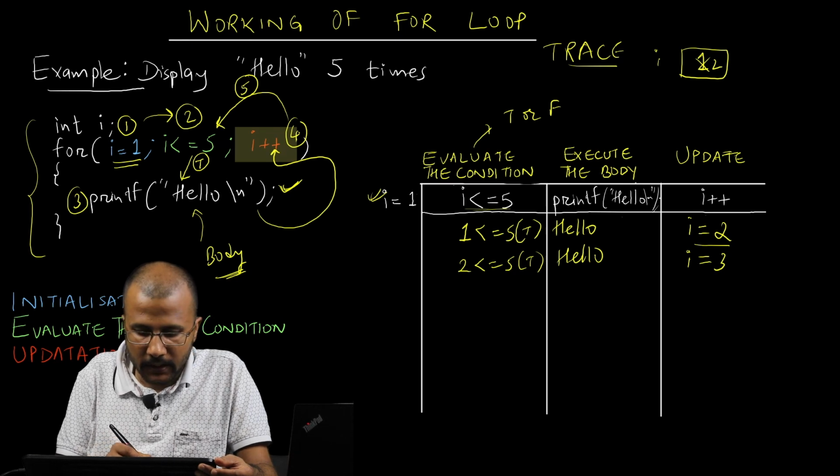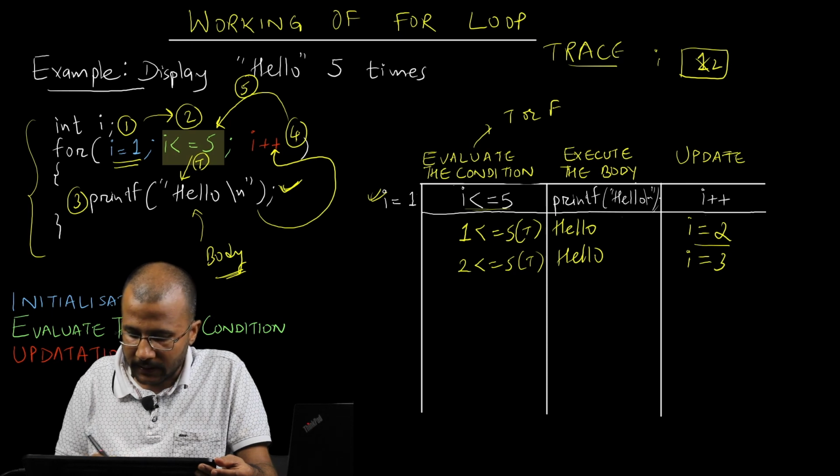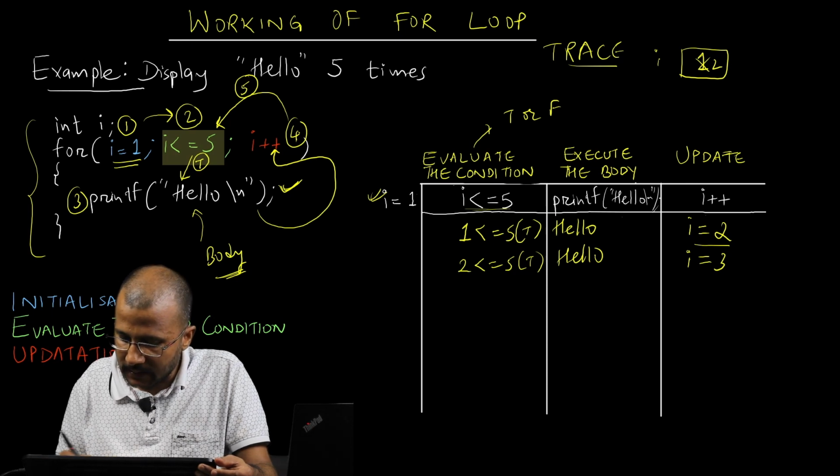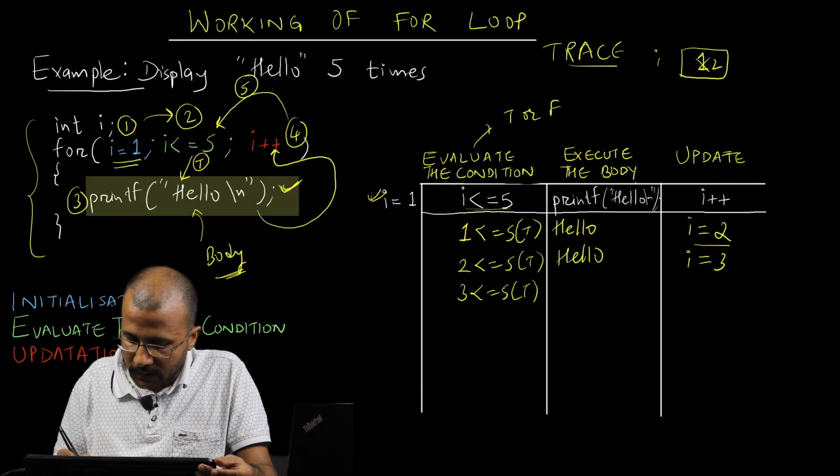So here you reach step number 2 and you have to check the condition I less than equals to 5, right? So I is 3, 3 less than equals to 5 is true, right? So this is true, you go inside. Then you display hello on the screen.